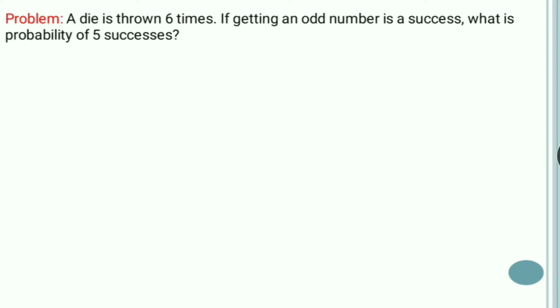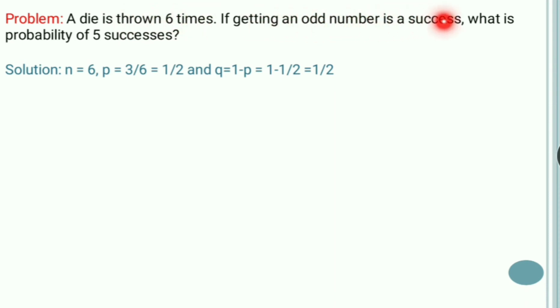Let's discuss one problem. A die is thrown 6 times. If getting an odd number is success, what is the probability of 5 successes? So here in this problem, n is 6 because we are throwing the die 6 times. So there are 6 trials. If getting an odd number is success, what will be the probability of success? How many odd numbers are there when you throw a die? 3 odd numbers, right?